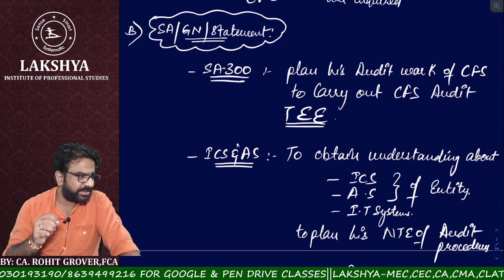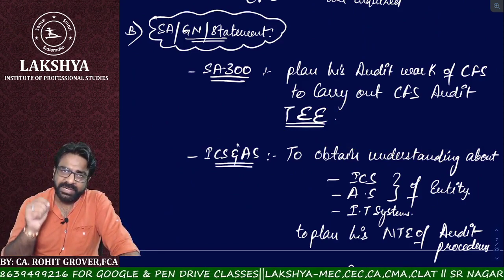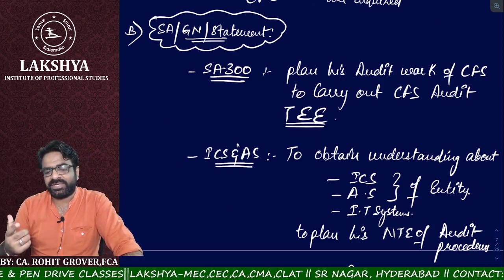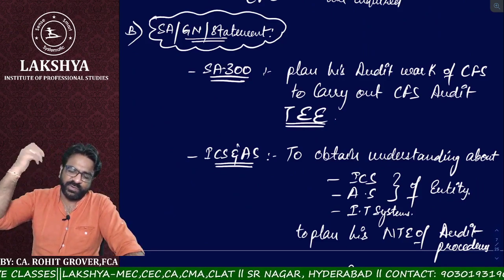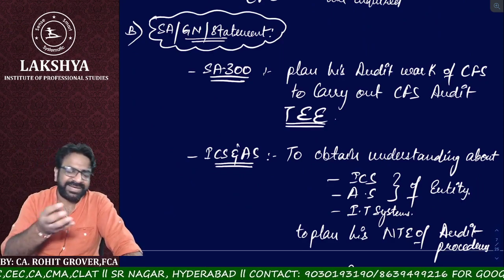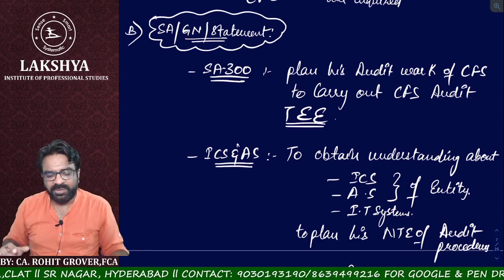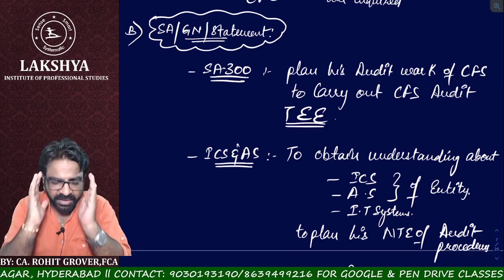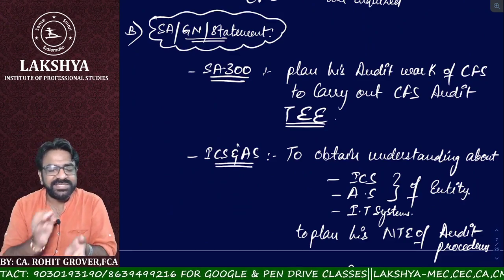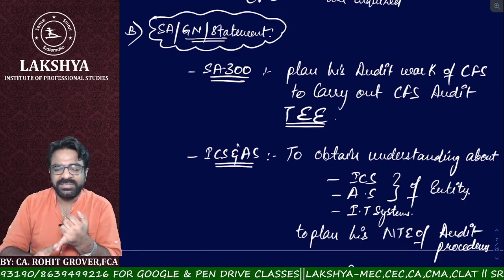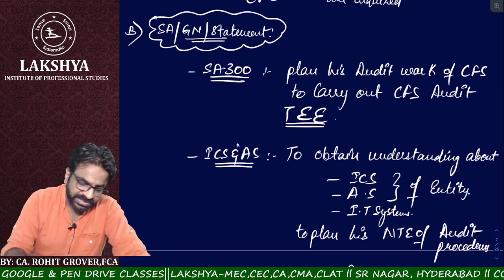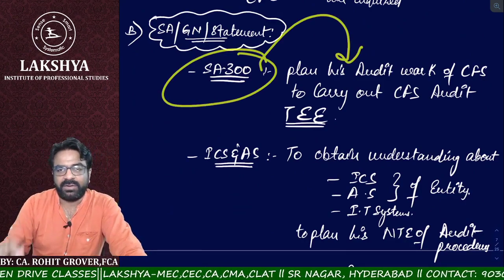So what is the first responsibility of an auditor in relation to standards when it comes to the audit of consolidated financial statements? First of all, he has to fulfill his four objectives that we finished in point A. In point B, we are talking about standards on auditing, guidance notes, and other related statements. The first standard we have understood is that he has to consider SA 300. He has to plan his audit in such a manner that he can do his CFS audit on a timely basis, efficiently and effectively. Clear, everyone? So SA 300 is the first thing the auditor has to take care of.